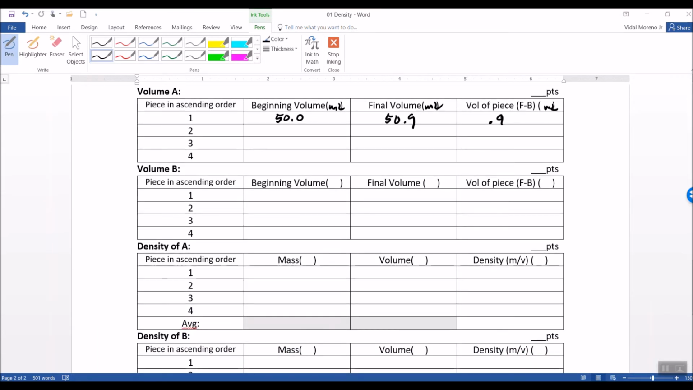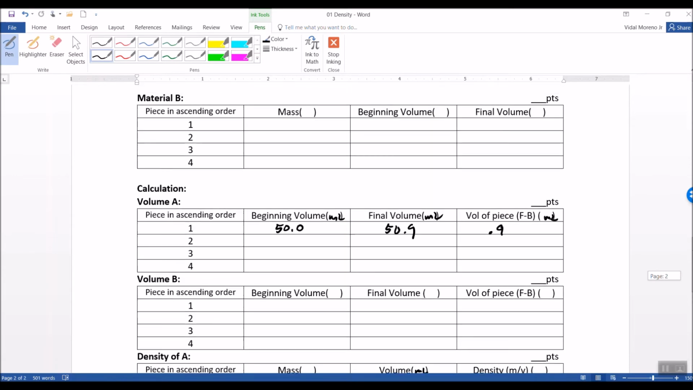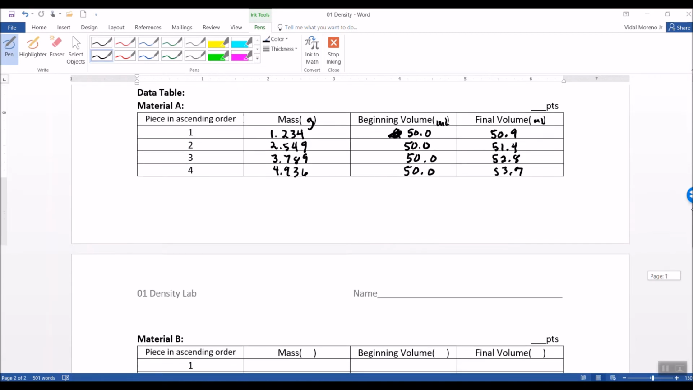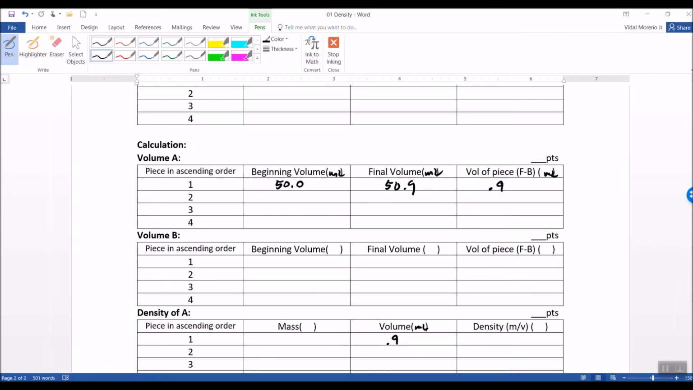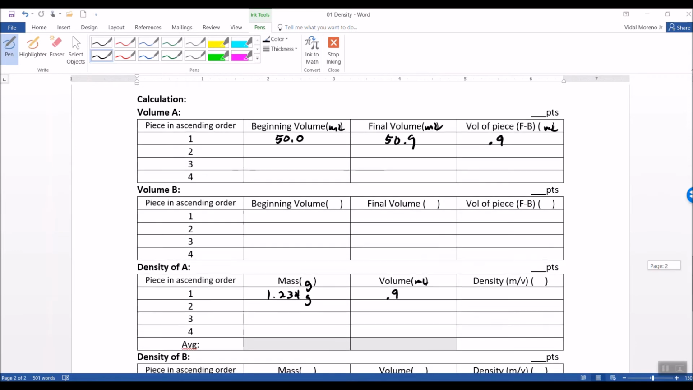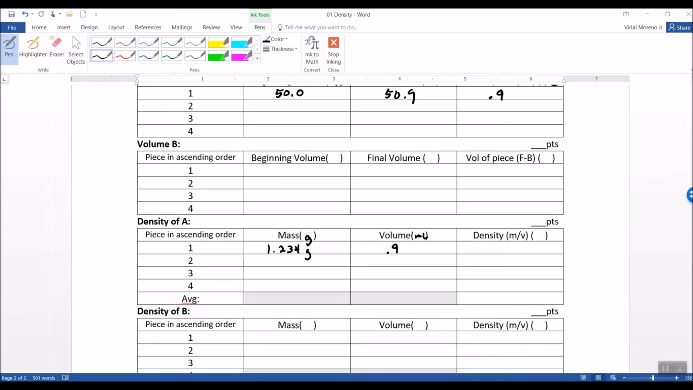How to find the density? Well, we discovered that the volume of the first piece was 0.9. The mass of this first piece was 1.234. Now remember, honors chemistry, I will expect 3 decimal places. For advanced chemistry, 1 decimal place is good enough.